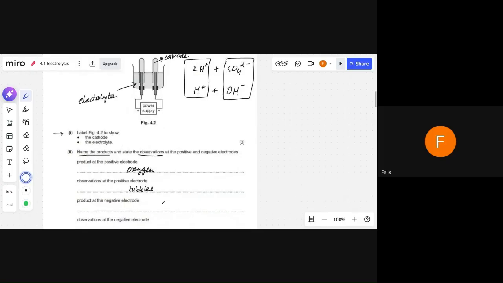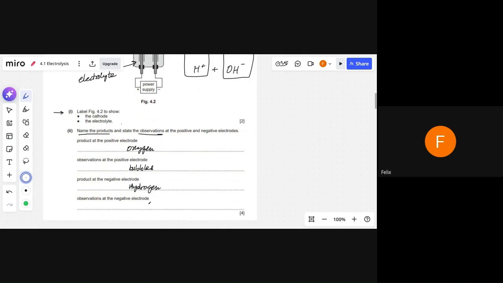And the product at the negative electrode will be hydrogen, because there is no metal involved, so hydrogen will go to the cathode. And the observation at the negative electrode, again, hydrogen is a gas, so the observation will be bubbles.